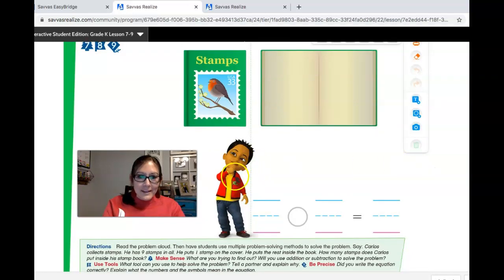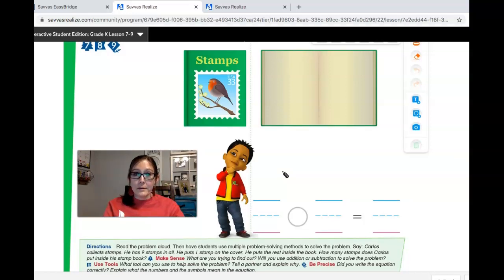Carlos, there he is. Carlos collects stamps. He has 9 stamps in all. He puts 1 stamp on the cover of his book. He puts the rest of them inside his book. How many stamps does Carlos put inside his stamp book?